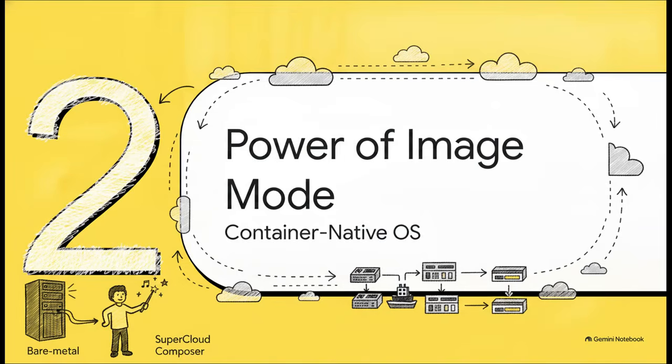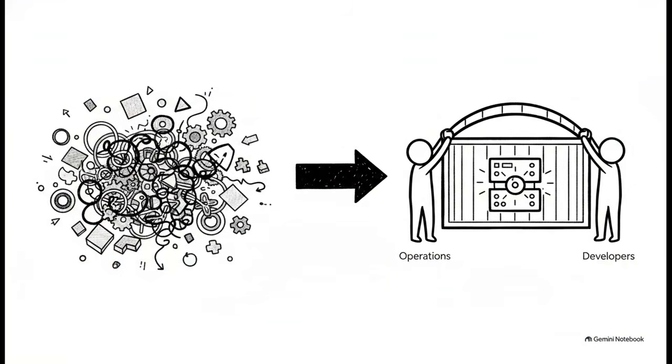Moving on to Section 2, the power of image mode and the container native OS. This brings us to image mode for RHEL. Now, the crucial point here is that instead of a traditional install, image mode treats the entire operating system as a bootable container. It's like the ultimate DevOps bridge.